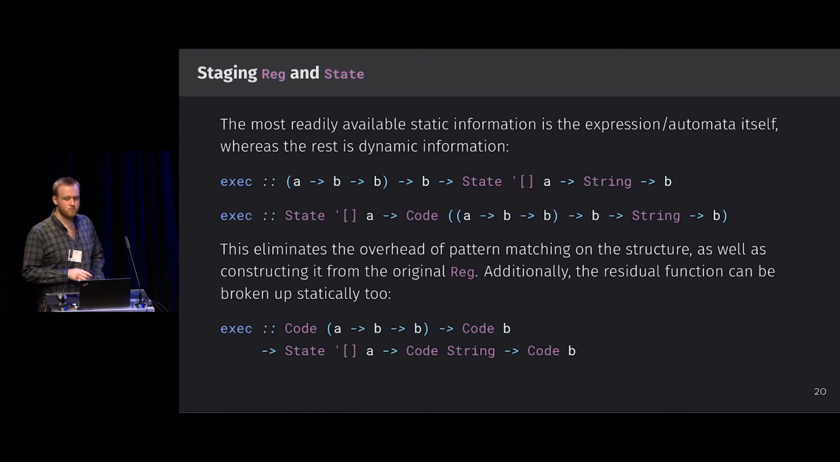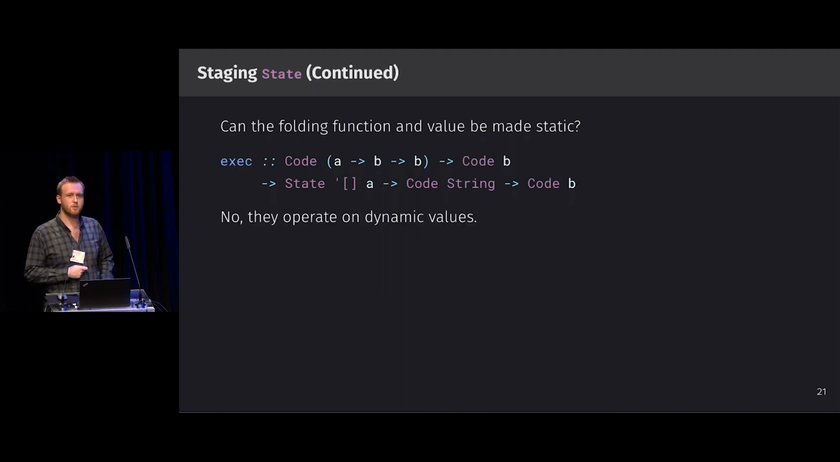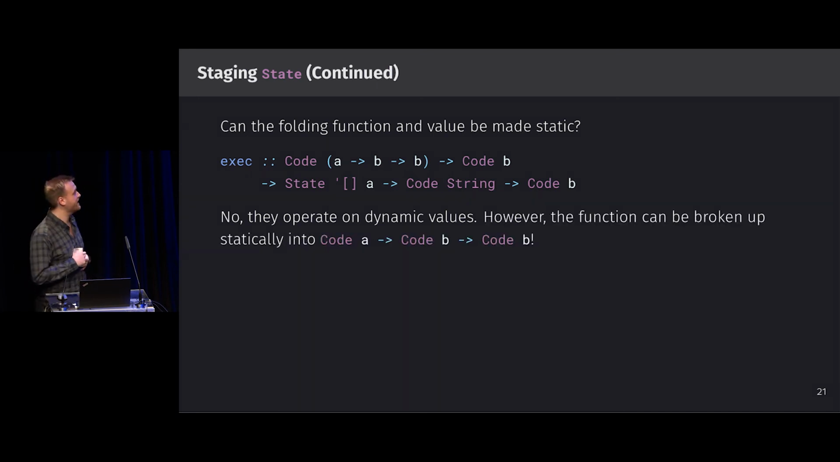So what about the folding function and value? Can they not be made static? Why have they been left dynamic? Well, the answer is no, at least not for the folding function, because they operate on dynamic values. So we have no way of asking it to do its work on things that we don't know about at compile time. But we could use the same trick we used before and break it up into a code A to code B to code B.